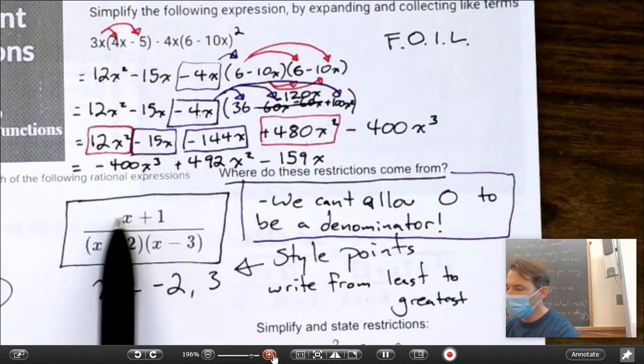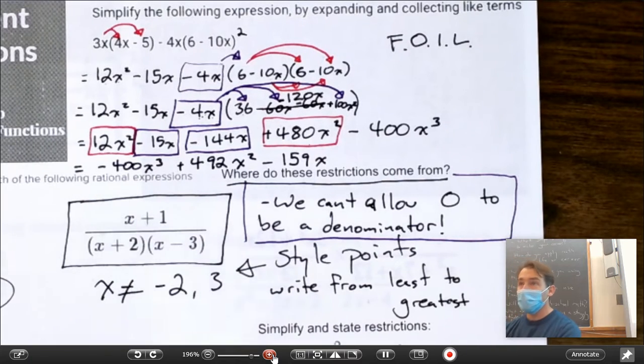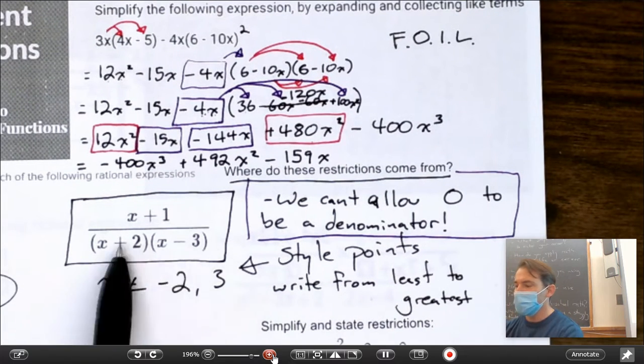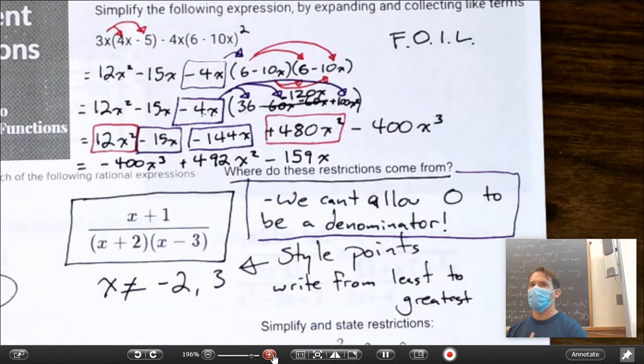So when I have the numerator equaling 0, that's okay in most situations. It means the answer is 0. But if the denominator equals 0, that's the point where the universe breaks, and I can't have that. So every time you ask that question, we do the denominator. We don't do anything with the top.